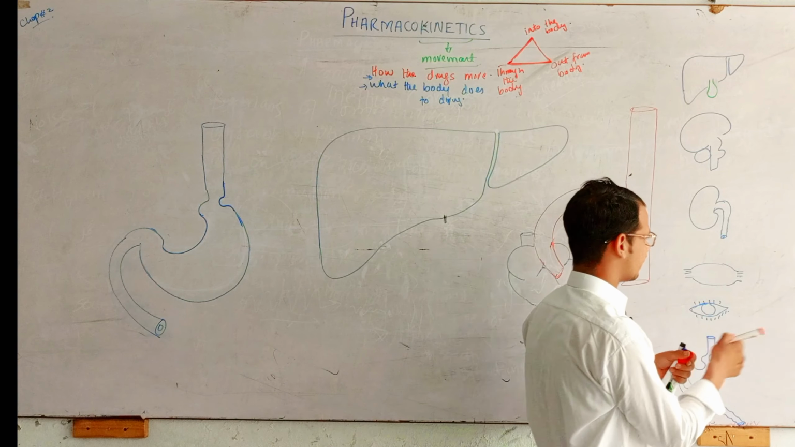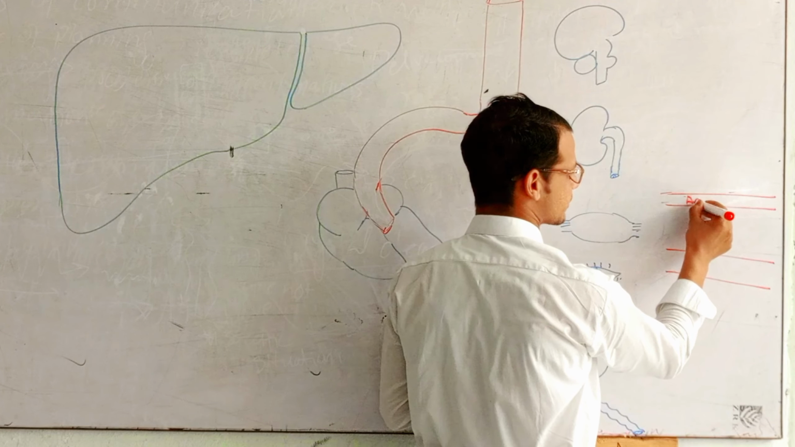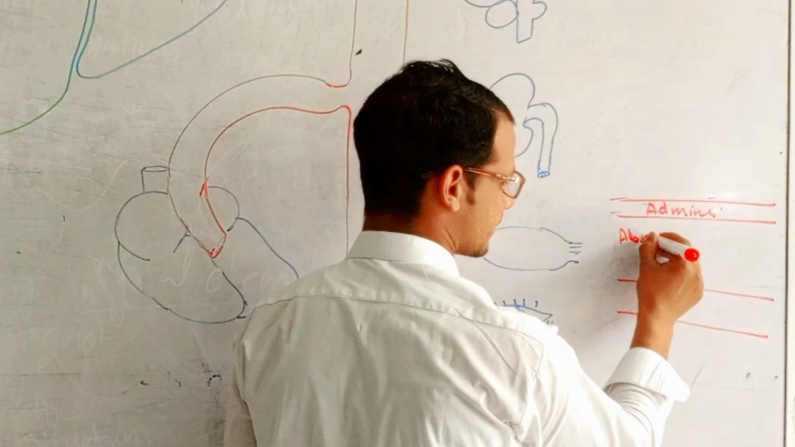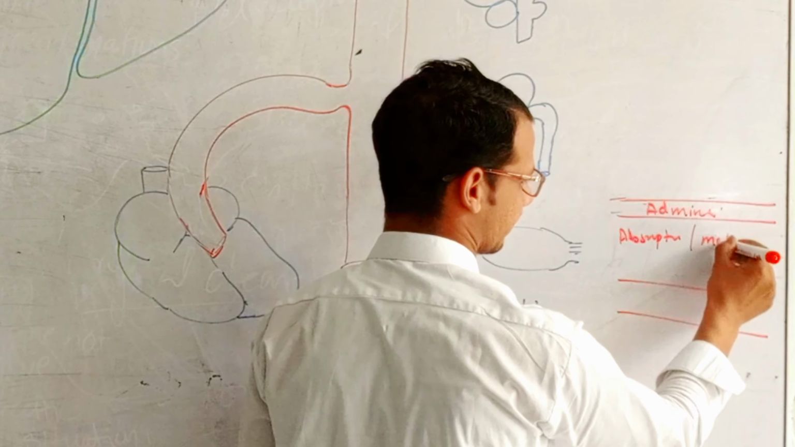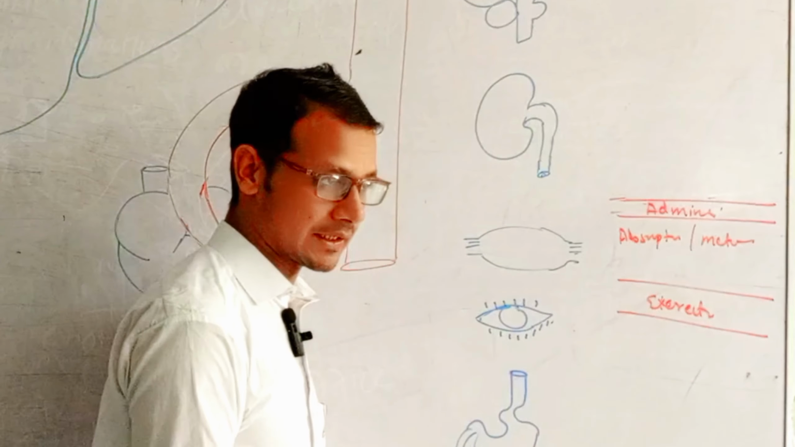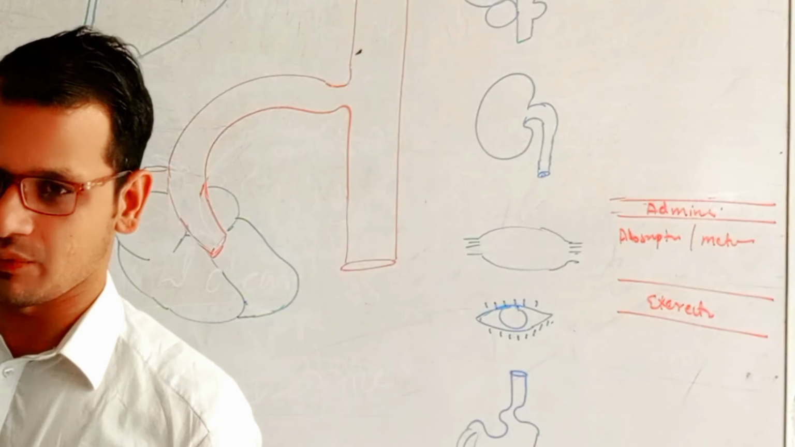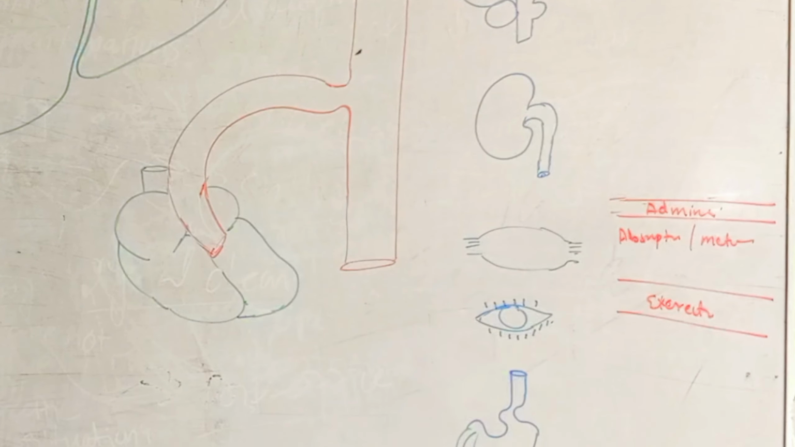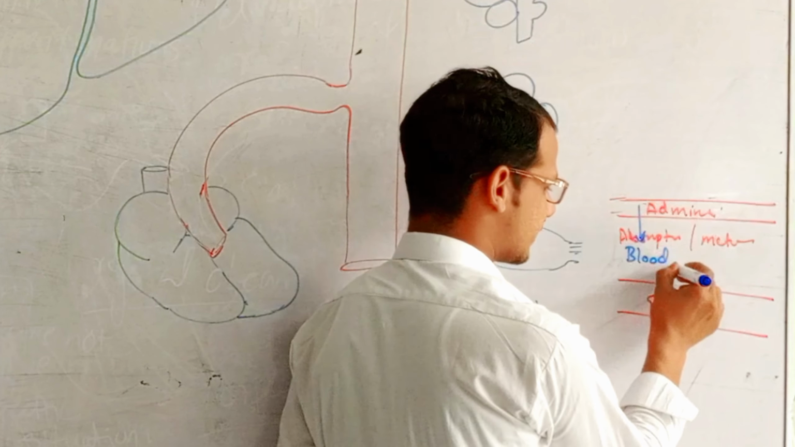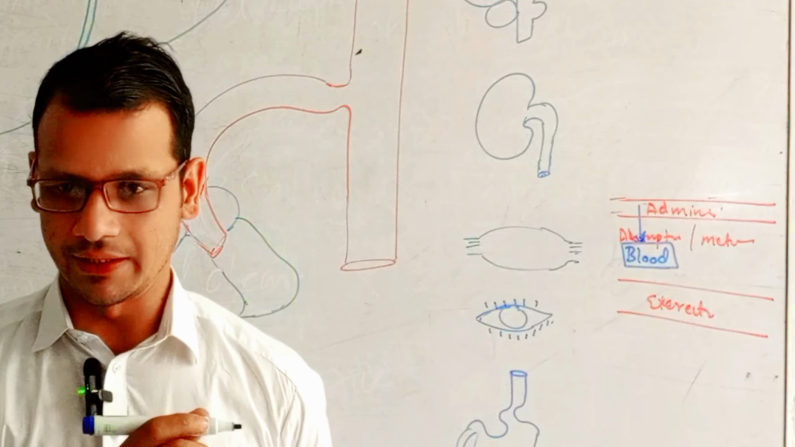For example, if we have a graph here, this is administration of drug, this is absorption and metabolism, and this is elimination or excretion of drug, right? First of all, administration may be oral administration, intravenous administration, intramuscular administration, right? After administration, this drug will move to blood, and this is called the concentration of drug in blood, plasma, right?